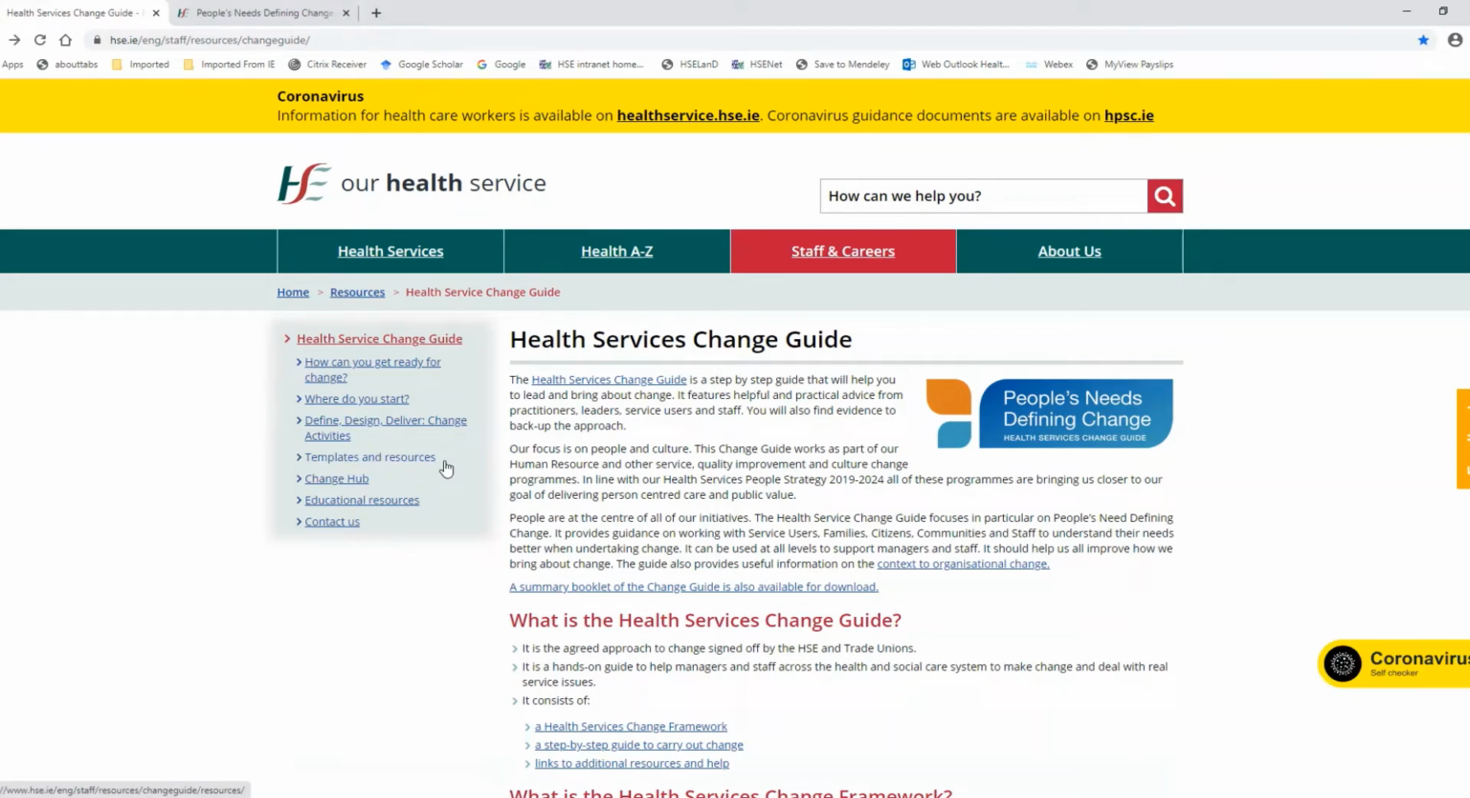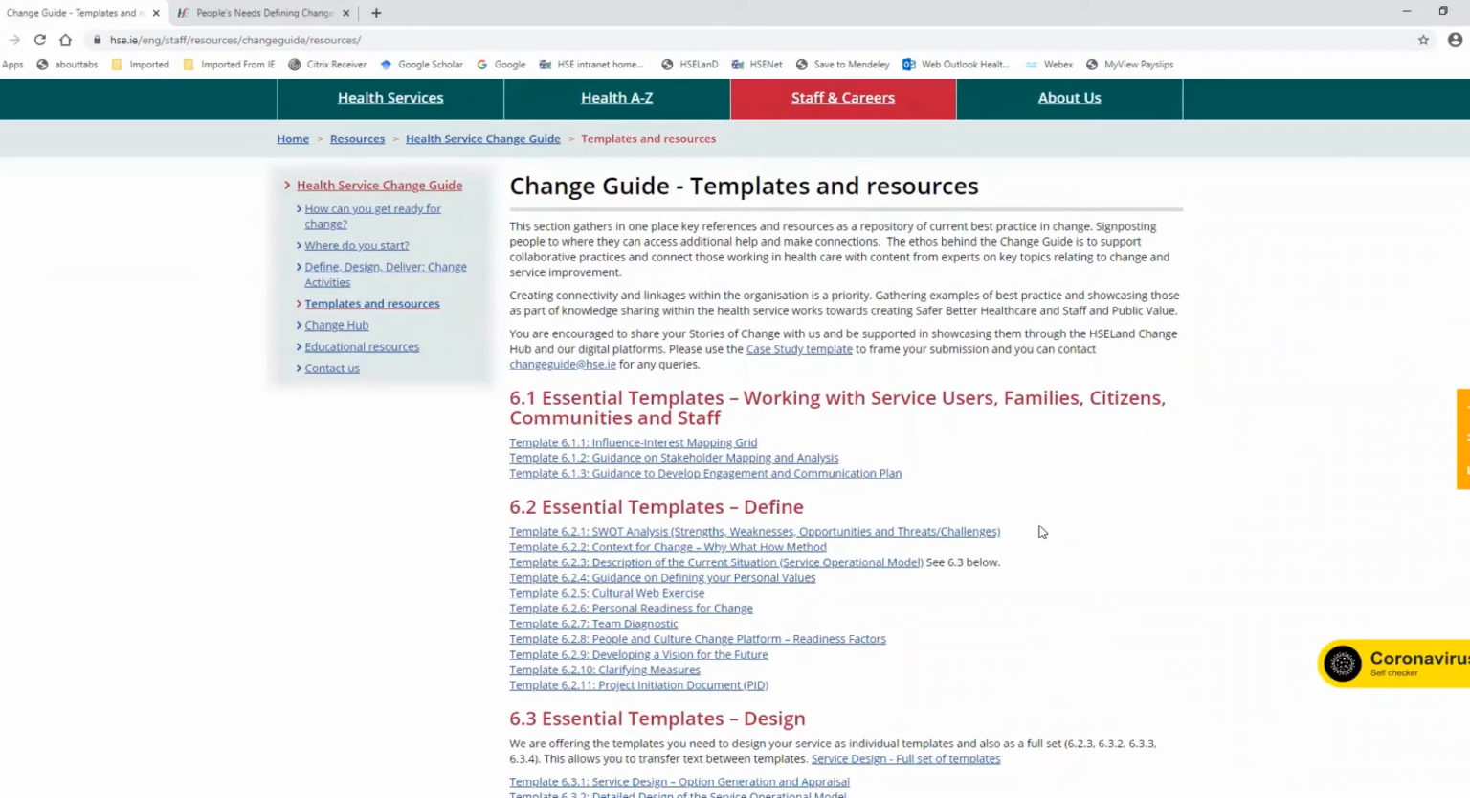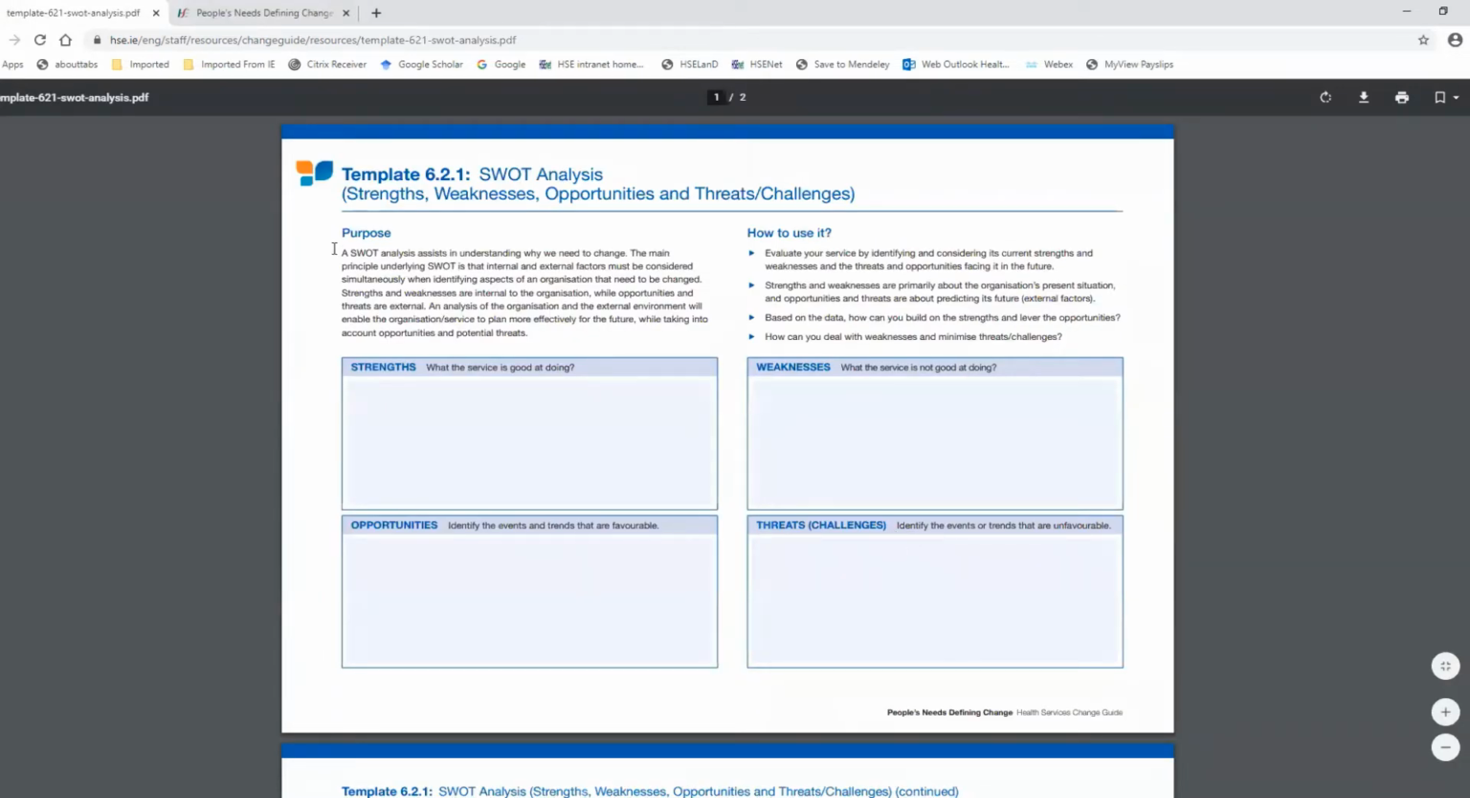The Health Services Change Guide, People's Needs Defining Change, has a range of practical templates and resources to support teams as part of service improvement. Let's take a look at the SWOT analysis. A SWOT analysis helps you to understand why we need to change.